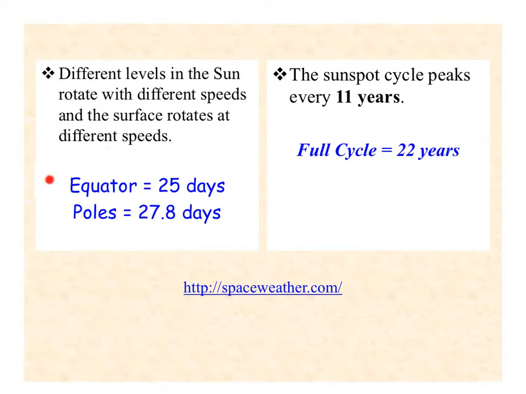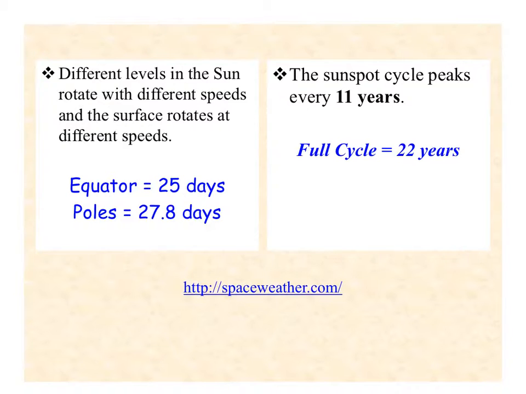So we can see at the equator that rotation is about 25 days, nearly 3 days longer if you were at the poles. And the sunspot cycle we think is approximately 11 years. So for a full cycle would be 22. So 11 years to complete one, but to get back to normal is 22.